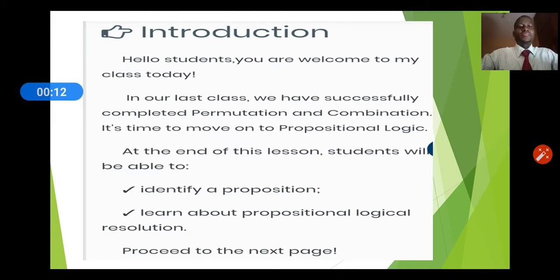In our last class, we successfully completed permutation and combination. It's time to move on to propositional logic. At the end of this lesson, students will be able to identify a proposition and learn about propositional logical resolution. Now let's proceed to the next page, having stated our learning objectives.